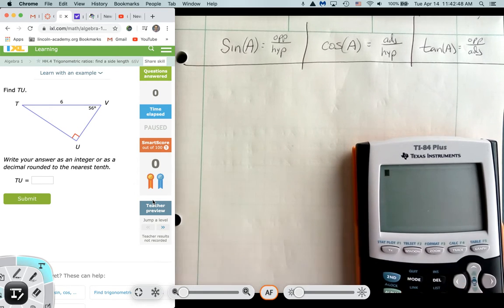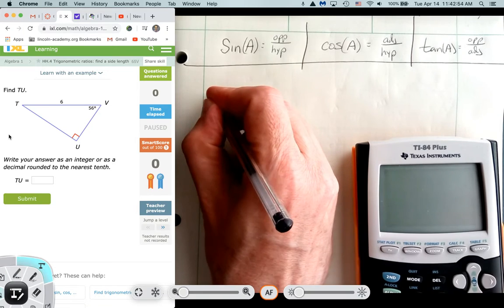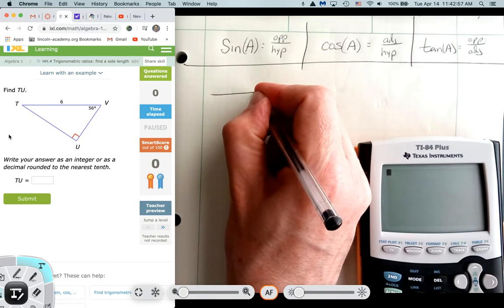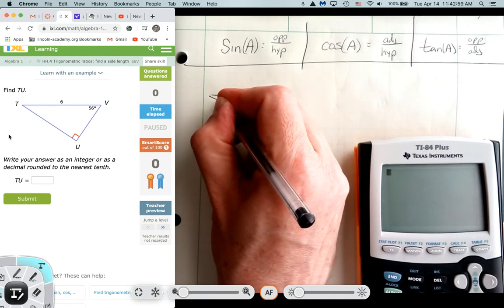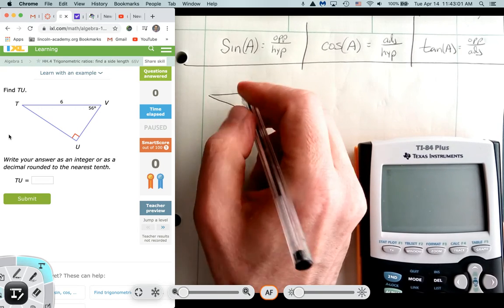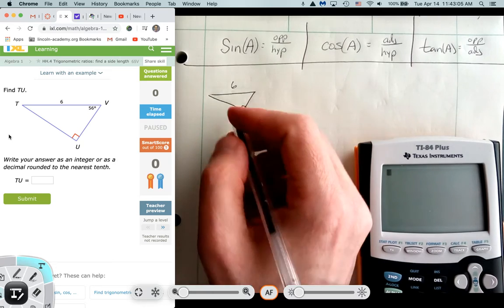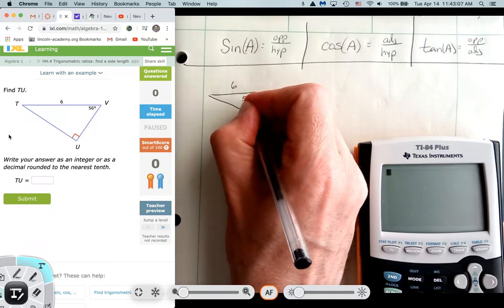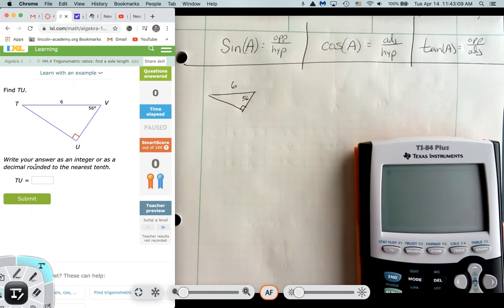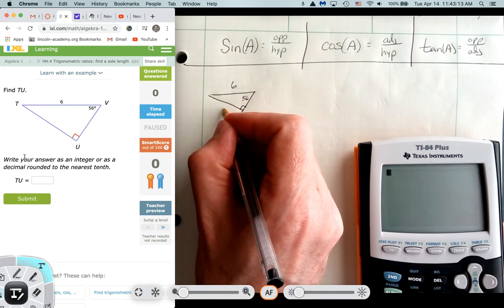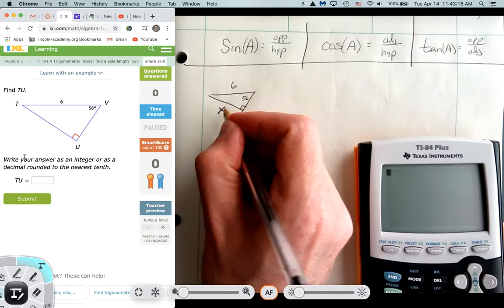Now, to solve this problem, I'm going to draw this little triangle on a separate sheet of paper so I can keep track of my angles and what I'm looking for. I know that this is 6, and I know that this angle here is 56 degrees, and I want to find, again, TU, which is this side over here. So I'm going to put this as just an unknown x.